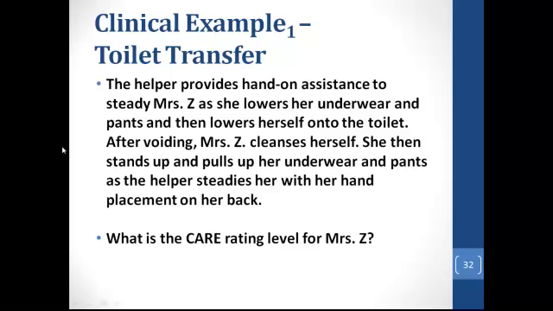A helper provides hand-on assistance to steady Mrs. Z as she lowers her underwear and pants and then lowers herself onto the toilet. After voiding, Mrs. Z cleanses herself. She then stands up and pulls up her underwear and pants as the helper steadies her with her hand placement on her back. What is the care rating level for Mrs. Z? The best response is supervision or touching assistance. The helper provides steadying assistance as the patient transfers on and off the toilet. Assistance with managing the clothing and cleansing is coded under the item toilet hygiene.